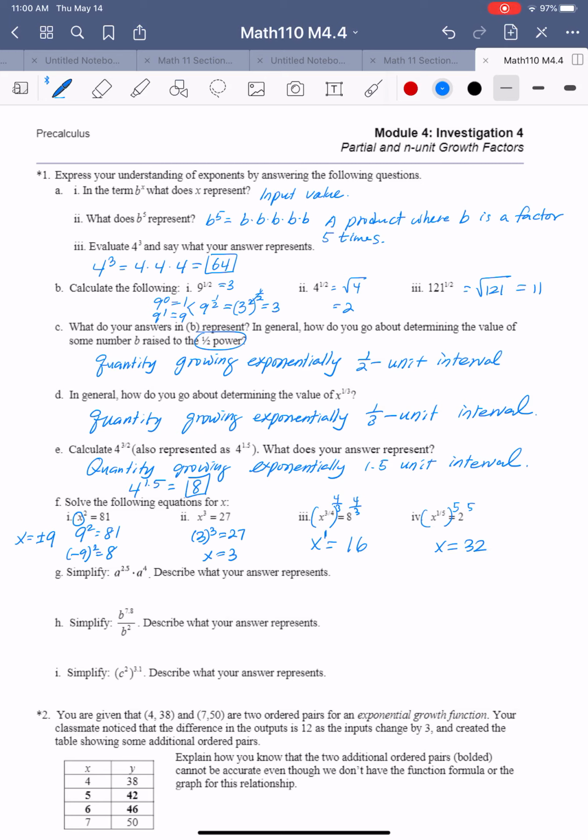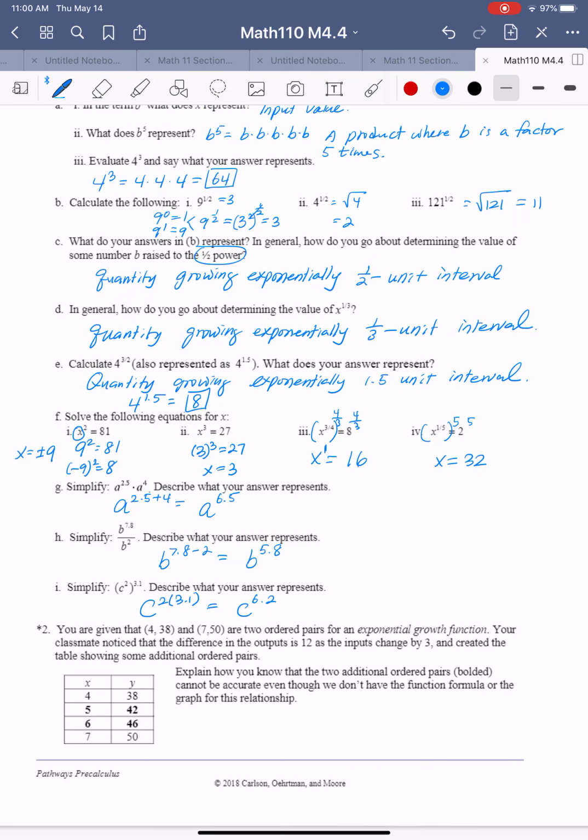Now, we want to review the exponent rules. When you multiply two numbers with the same base, you can just add up the exponents, which becomes 8 to the 6.5. When you have a division as a quotient, you can subtract the exponents, which is b to the 5.8 power. And when you have a power over a power, you multiply, which we call the power rule. So c to the 6.2.